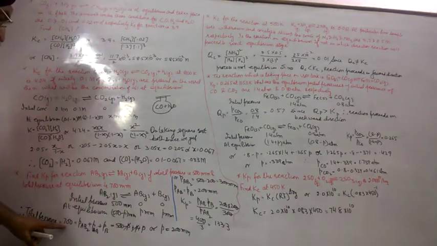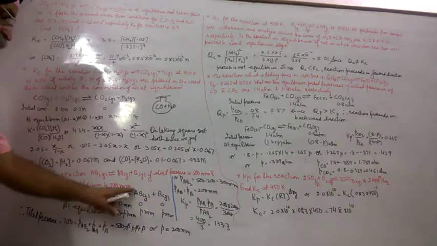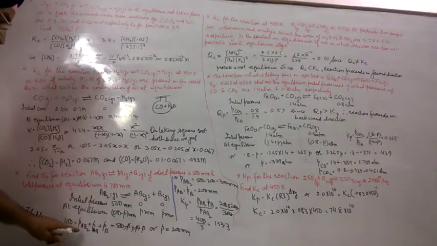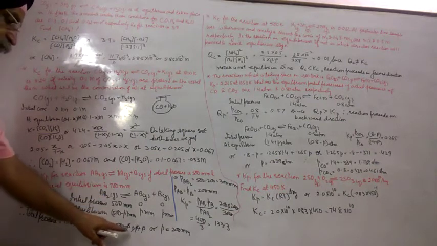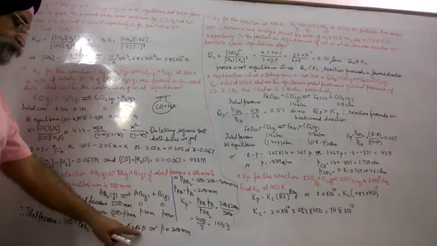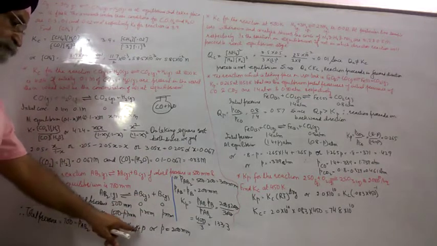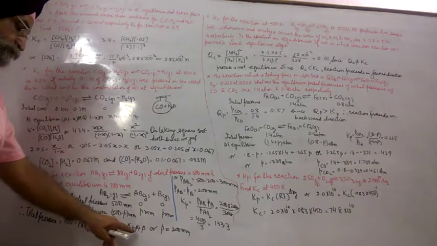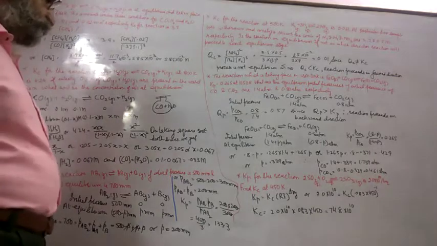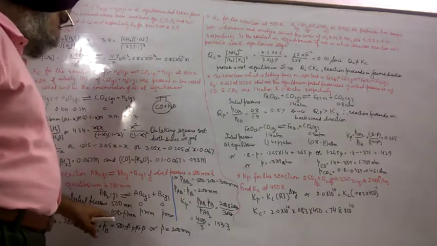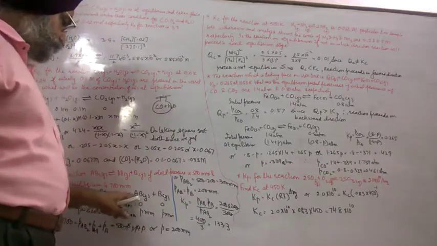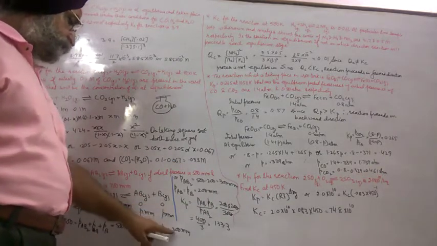So 700 is the total pressure. In the total, all three are gases. So what is the pressure of this gas? 500 minus p. In this case the pressure is p, and in this case the pressure is p. So 500 plus p equals 700, p is equal to 700 minus 500, that is 200. And what about AB2? It is 500 minus 200, that is 300. And AB and B are the same, that is 200.